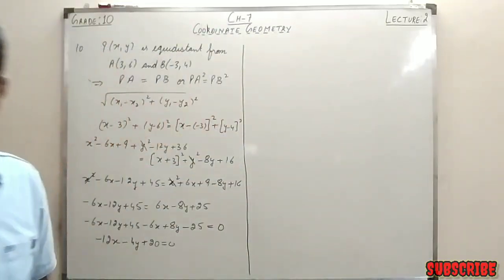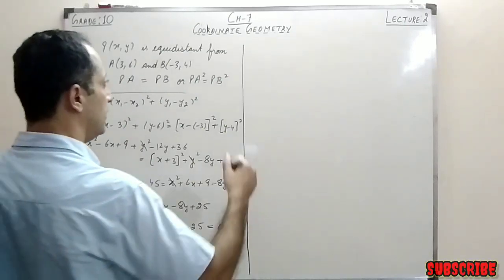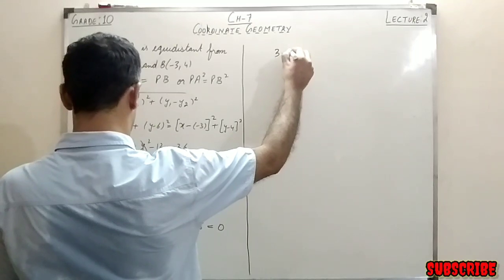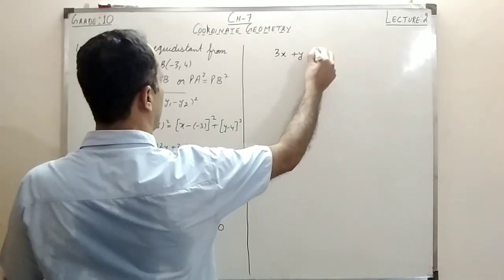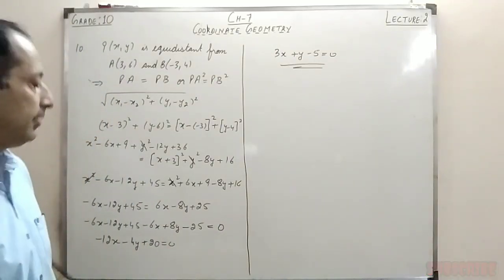Now what we can do, we can take something common in this. So the common factor here would be minus 4. So if I divide by minus 4, this will be 3x plus y minus 5 equals to 0. So this is our final answer, right?